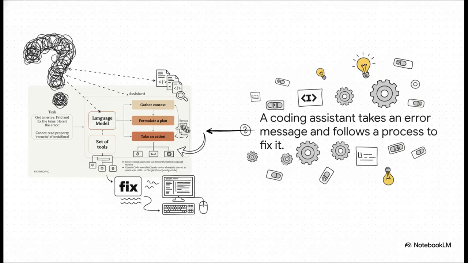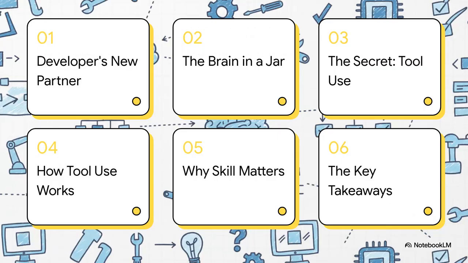The really amazing parts are that first and last step, its ability to interact with your world, with your files. So here's how we're going to crack this thing open today. We'll start with what these assistants really are. Then we'll hit their biggest, most surprising limitation, what I call the brain in a jar problem. After that, we reveal the secret sauce, something called tool use. We'll look at how it works, why the AI's skill with these tools is a total game changer, and then we'll wrap it all up with the key takeaways.